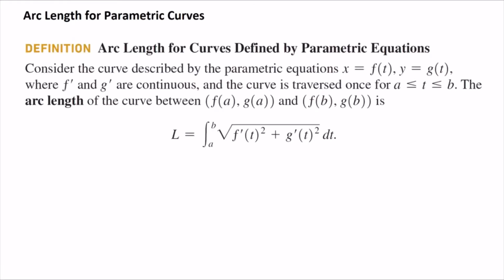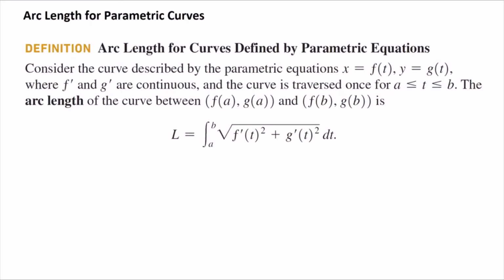Just as we have defined the arc length for functions of the form y equal to f of x, a similar definition can be made for the arc length of curves defined by parametric equations. Thus we have the following definition. Consider the curve described by the parametric equations x equal to f of t, y equal to g of t, where f prime and g prime are continuous, and the curve is traversed once for a less than or equal to t less than or equal to b.